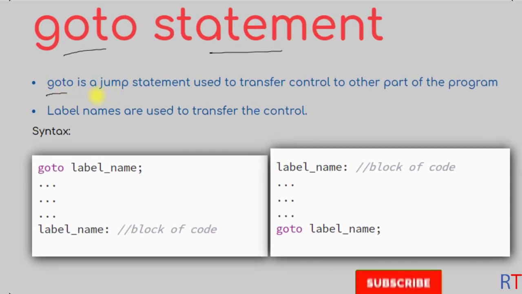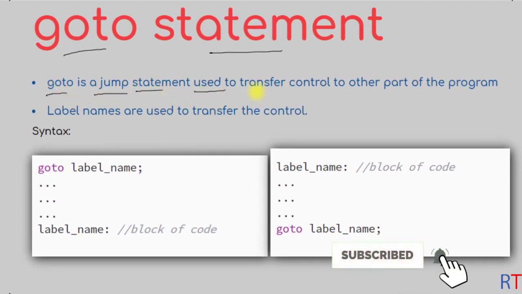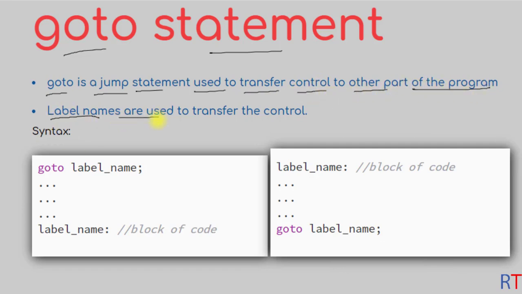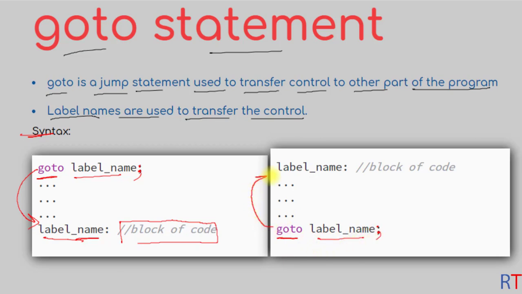The goto is a jump statement and it is used to transfer control to another part of the program, and the label names are used to transfer the control. The syntax is, first you have the goto statement and then the label name followed by a semicolon, and by using that the control will go to that label name and the block of code after that label will be executed. Also, we can use the goto statement with a label name to jump to a code section before the goto statement and start executing the block of code from there.